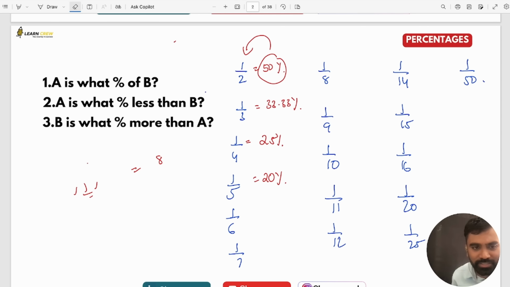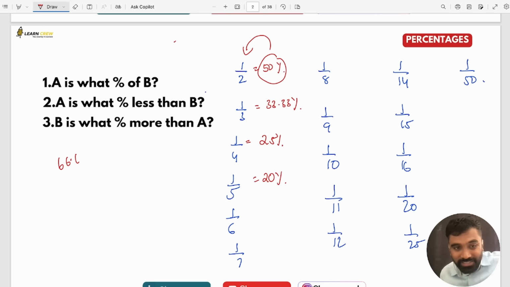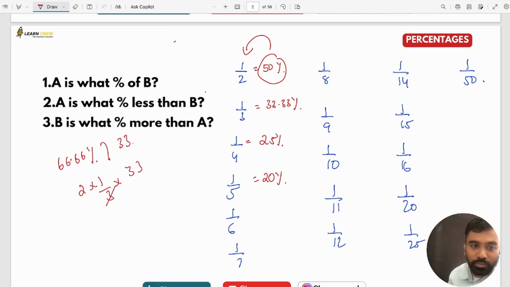When I ask something like, what is 66.66% of this particular number, all of a sudden you will be confused: sir, 66.66 and all, how to do? For example, 66.66% of 33. Don't worry, it is 2 into 1/3 into 33. 3 goes into 33 eleven times, so it becomes 22. Answer done in a fraction of a second. This is the power of knowing fractions to percentages, or percentages to fractions, vice versa. Very helpful, right? So let us start doing much more things.